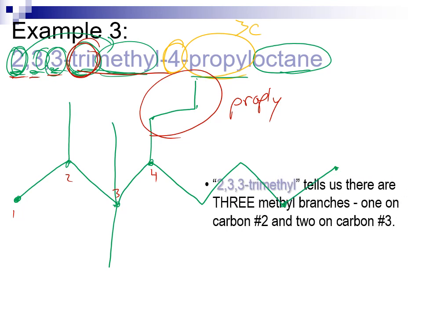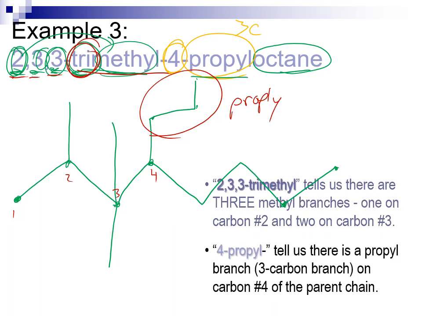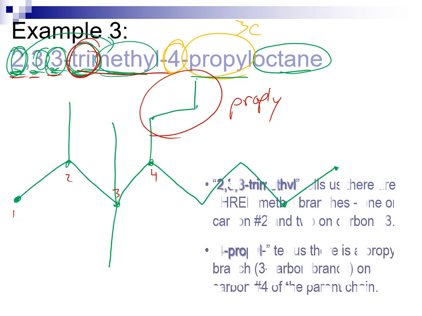So the 2,3,3 trimethyl tells you there's 3 methyl branches on carbon number 2 and number 3, and again on number 3. The 4-propyl tells us that there's a propyl on the 4th carbon, and it is a 3 carbon branch. That's what the propyl means.